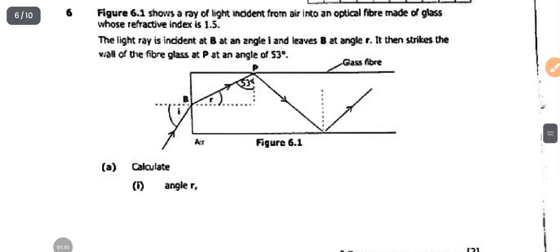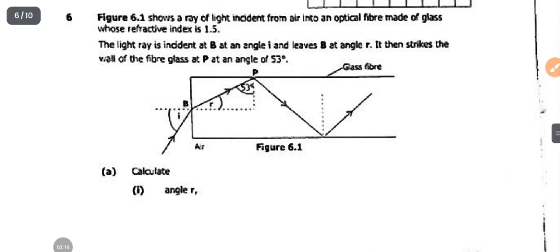Question 6. Figure 6.1 shows a ray of light incident from air into an optical fiber made of glass whose refractive index is 1.5. The light ray is incident at B at an angle I and leaves B at angle R. It then strikes the wall of the fiber at P at an angle of 53 degrees. Question A. Calculate, Roman numeral 1, angle R.